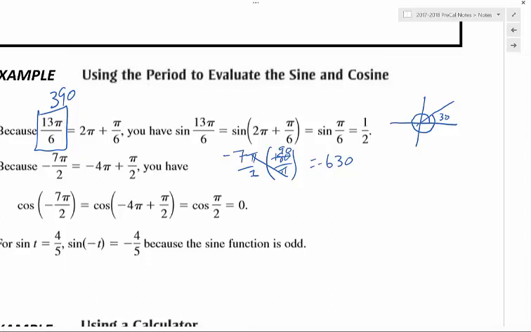Well, you consider the fact that in this case you have something that's going around the circle multiple times. So when you subtract away your excess turns around the unit circle, you are left with pi over 2. So I would find the cosine of pi over 2, which is 0.